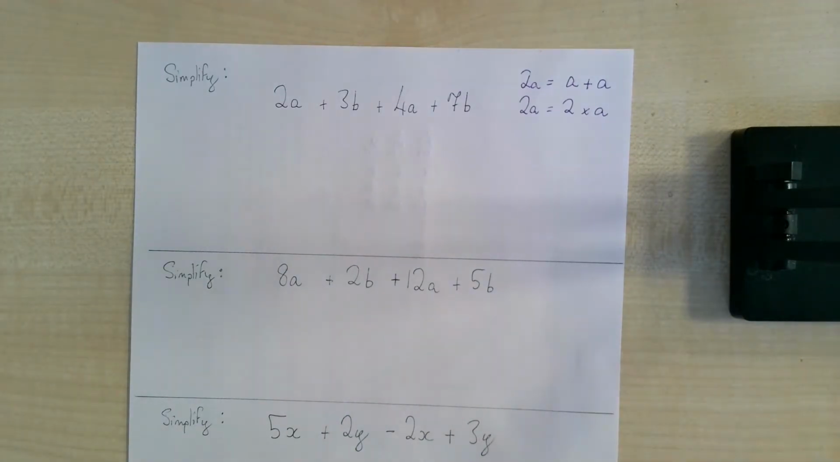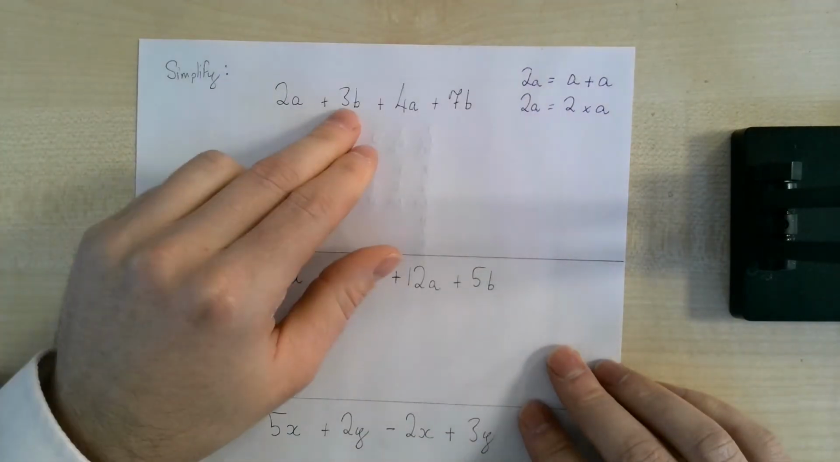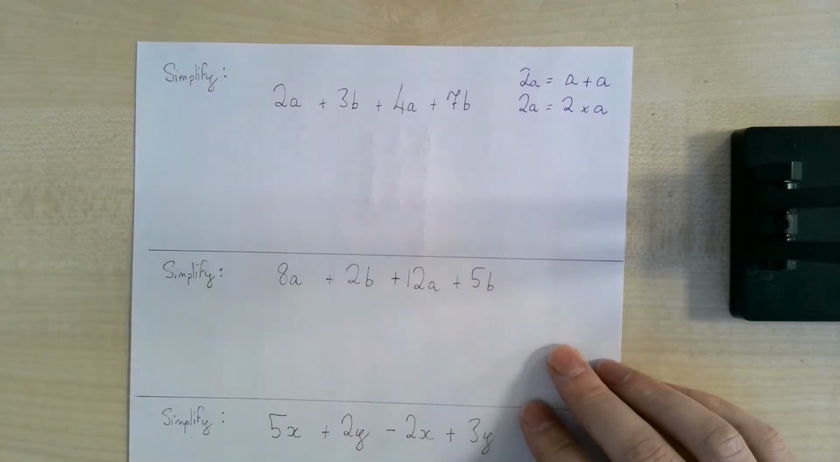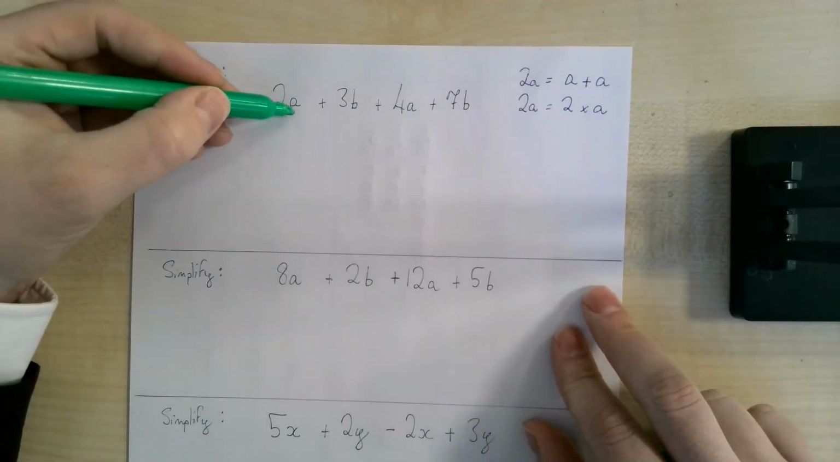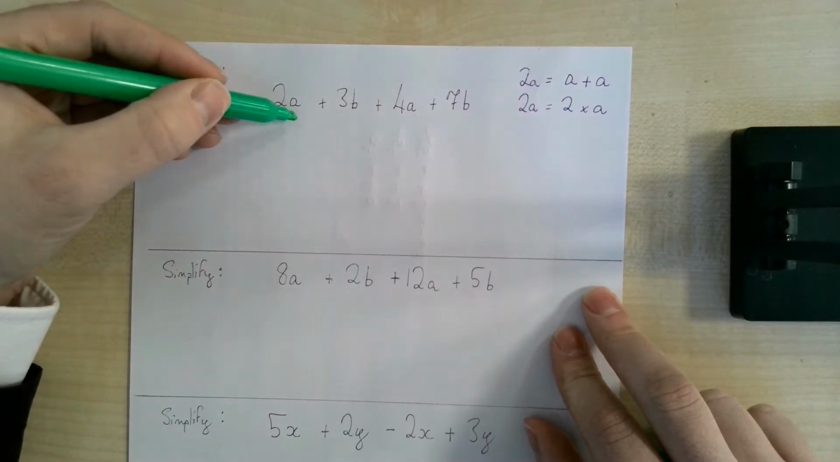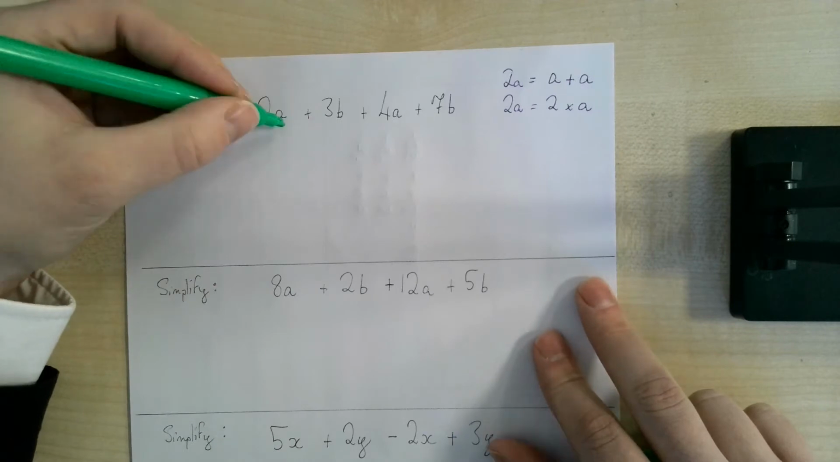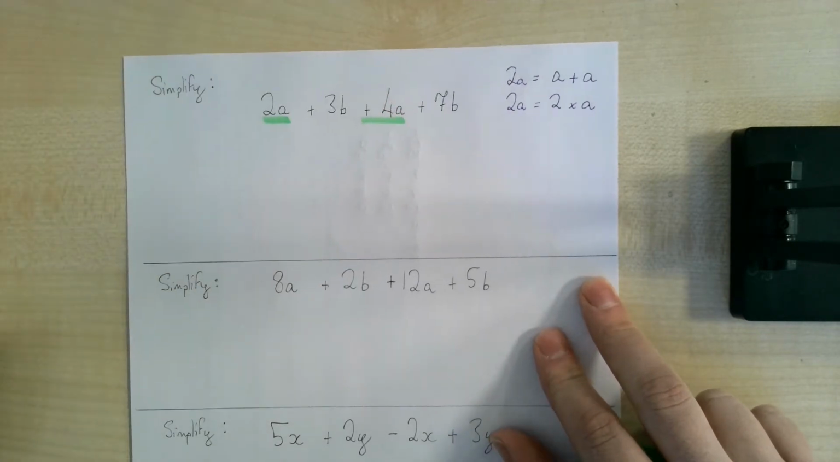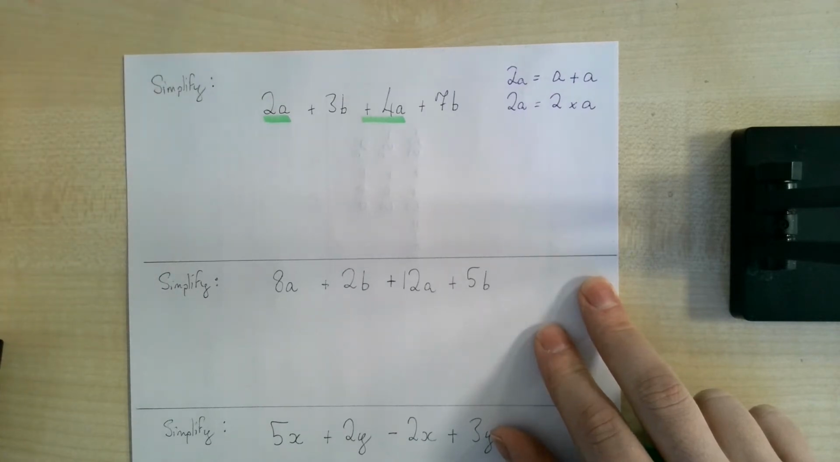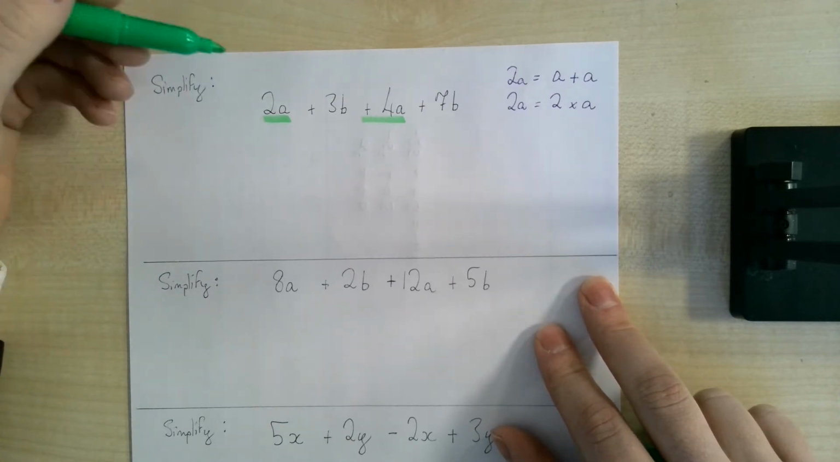Right, in terms of our terms here and our variables, we've got a's and b's as our variables. The first thing you need to realize is that a and b are two different letters, so they represent two different numbers. We can't add them together. So we think of a's maybe as apples, b's could be bananas. You can't add them together, so we keep them separate.